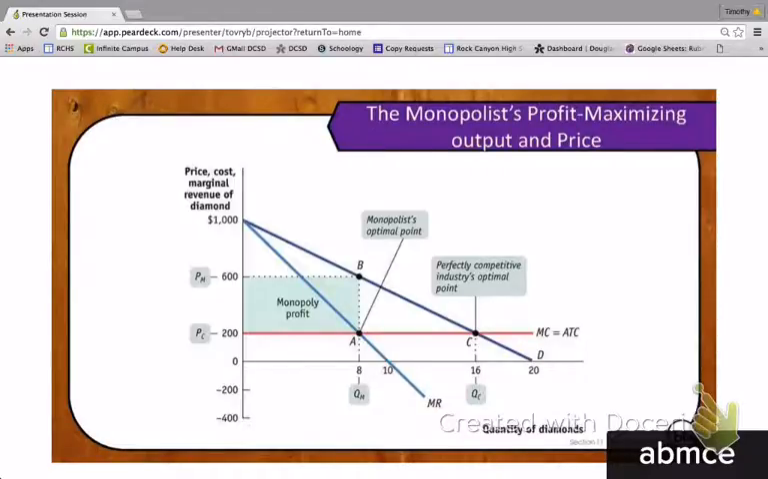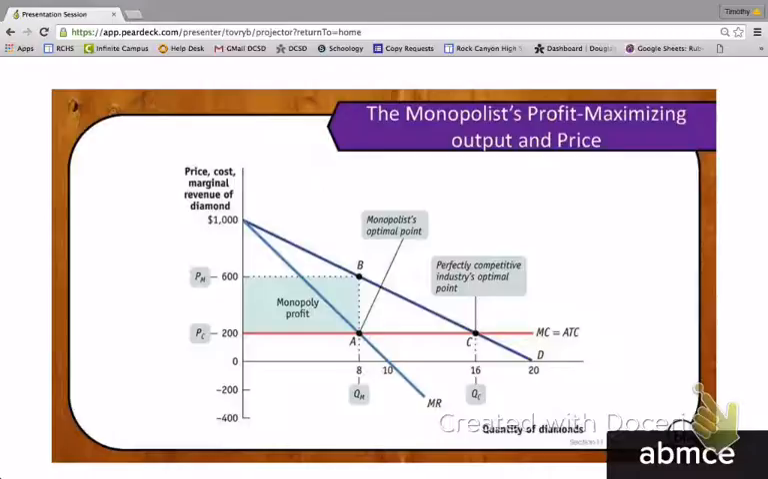Notice how that differs from perfect competition. A perfectly competitive firm would charge a price where marginal revenue is equal to marginal cost, but that would also be equal to its demand curve. And so that would be point C. So in a perfectly competitive industry, the price charged for this good would be lower than the monopoly price charged. The price for this good would be $200 instead of $600. So here we can see monopolies charge higher prices than under perfect competition.